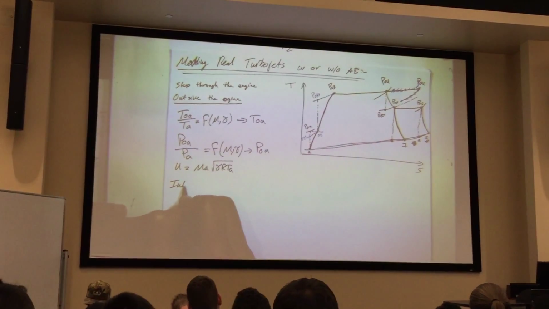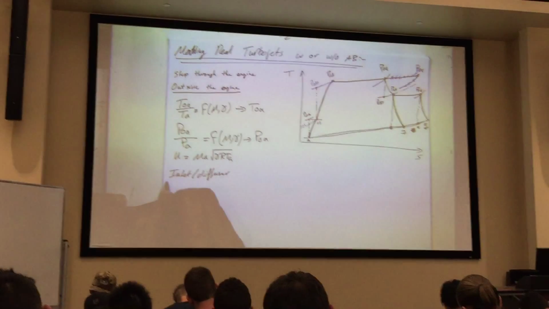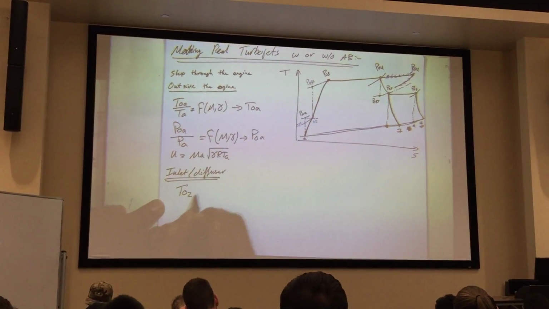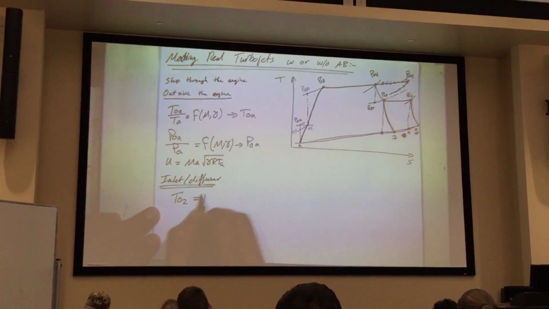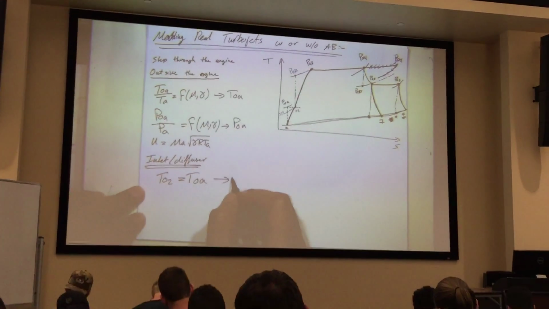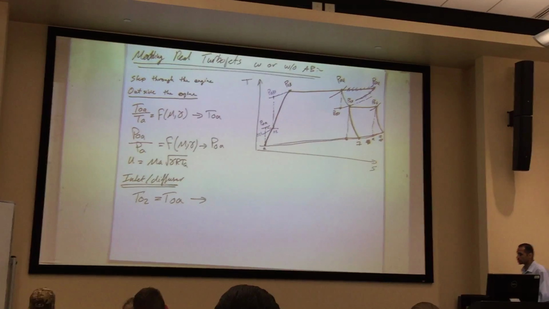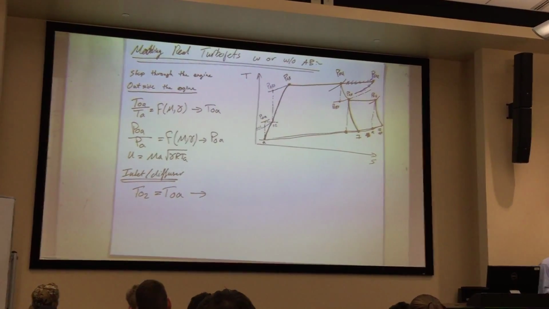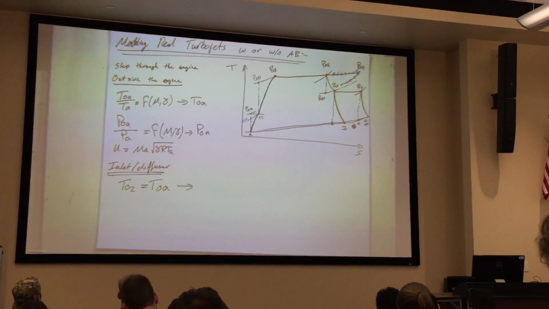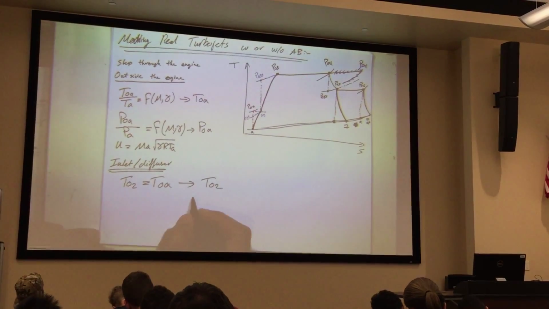Then I go to the inlet, the diffuser. I have the stagnation temperature at 2 is equal to the stagnation temperature at the ambient condition. Now, why are they equal? Because even if I do have shocks, what is the stagnation temperature across the shock? Constant. So TOA and TO2. I get my TO2 there.